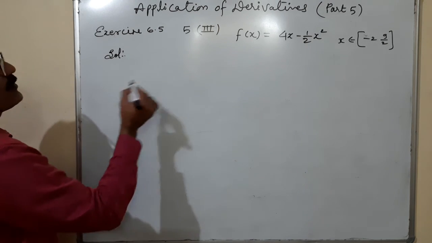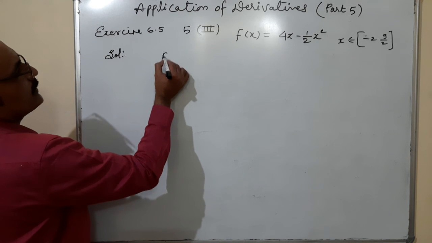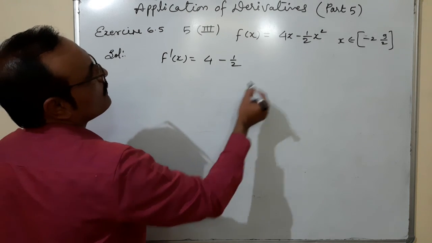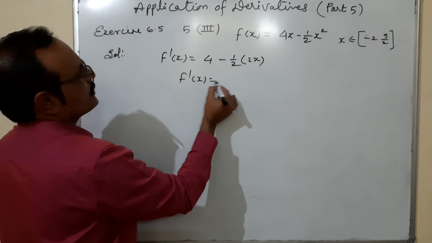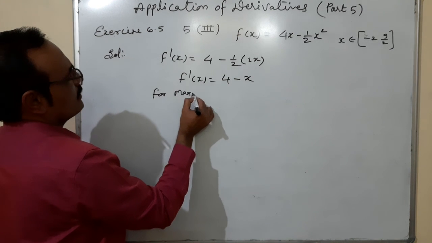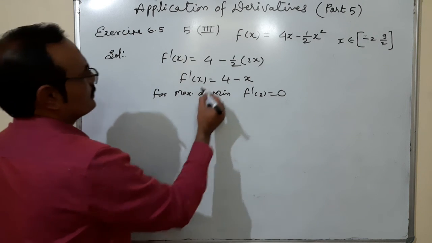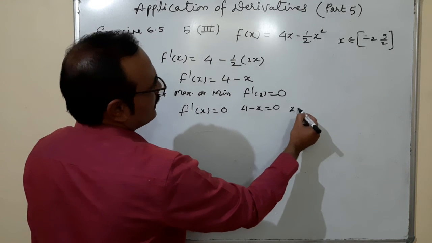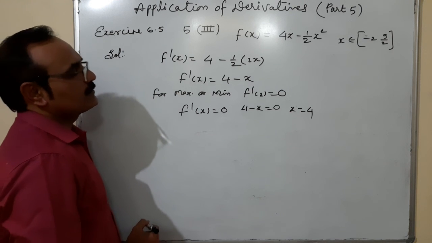How to solve it? For maximum and minimum values, we are using the second derivative. It's more simple than the first one. Differentiate: f dash x is equal to 4 minus 1 upon 2, and differentiation of x square is 2x. So f dash x is equal to 4 minus x. For maxima or minima, f dash x is equal to 0. So 4 minus x is equal to 0, x is equal to 4.